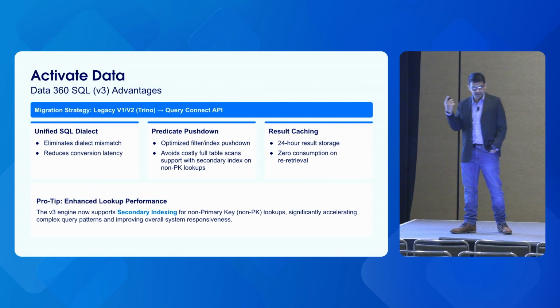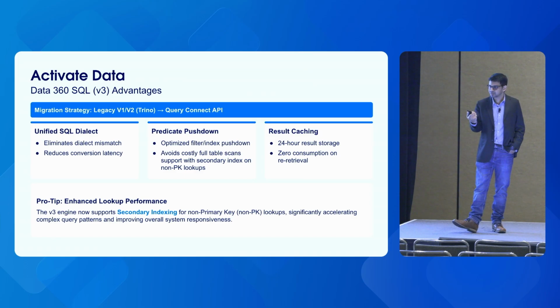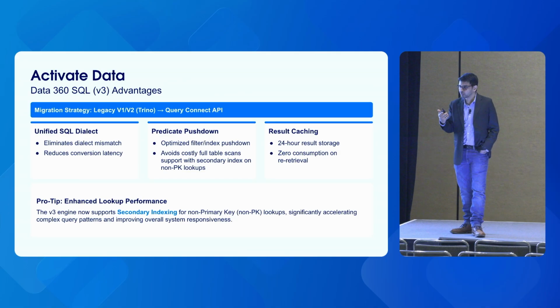Lastly, I hope you are aware that the V3 version of the Data Cloud SQL has been released. It provides a better dialect now. It has better filter and predicate pushdown, so the number of rows processed is much lesser. It also supports secondary indexing and caching, so that the rows processed get reduced.